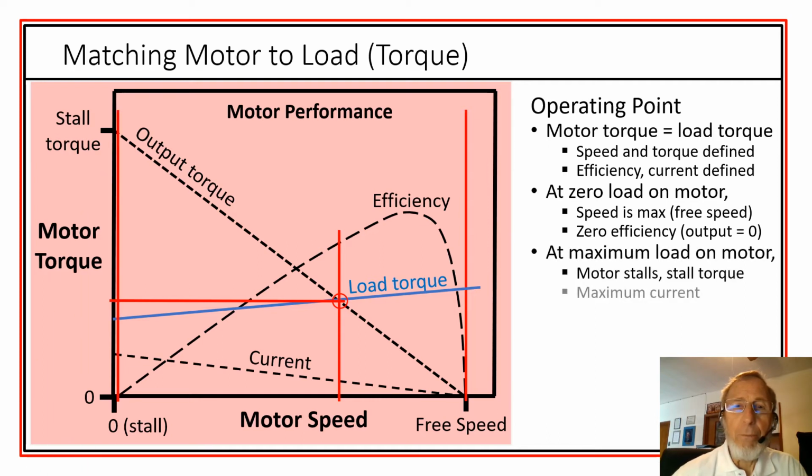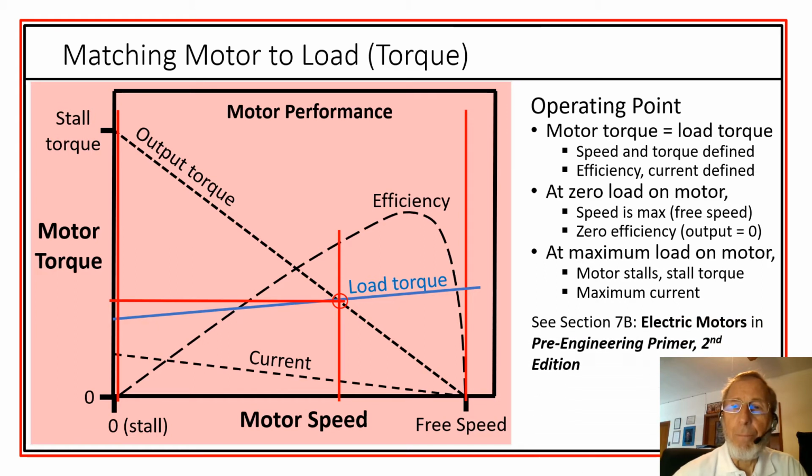On the other hand, if we look at the cases where the maximum load is on the motor, it will stall, so its rotation is 0. Its torque is maximum, and you'll notice the current drawn by the motor is also maximum. Again, I refer you to the Pre-Engineering Primer 2nd edition, in this case section 7B on electric motors, for more discussion.